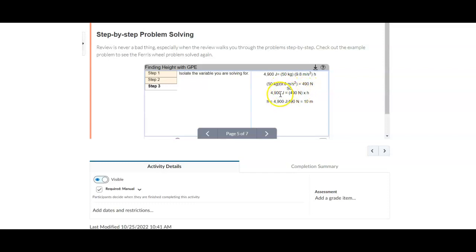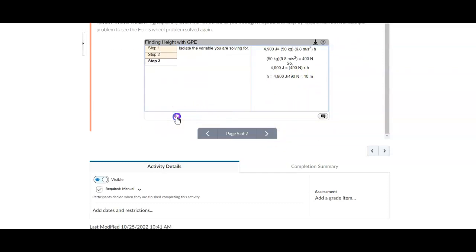So we take that number, 490, and we're going to divide it over onto the left side of the equation to single out height, and this says 10 meters. So in this problem, she would be 10 meters off the ground. And if you push the button down here, it talks you through how to do that.